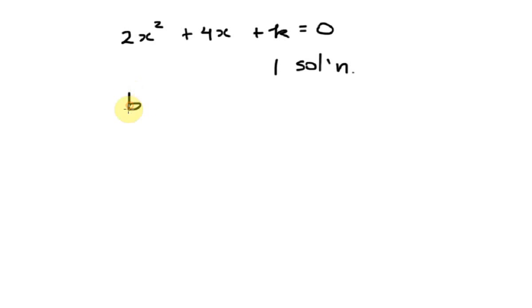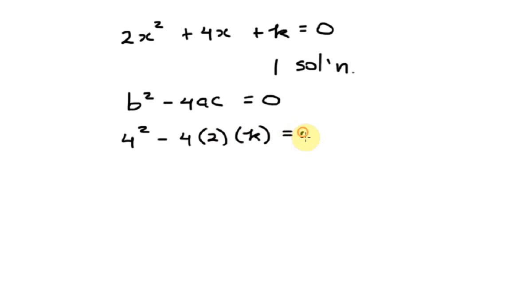Here's what that means as far as the discriminant. It means the discriminant has to become 0. That's what one solution is. So I'm now going to put in my specific numbers. B is a 4, so 4 squared minus 4 times a, which is 2, and times c, which is k. And we want that to equal 0. So let's go ahead and start solving.